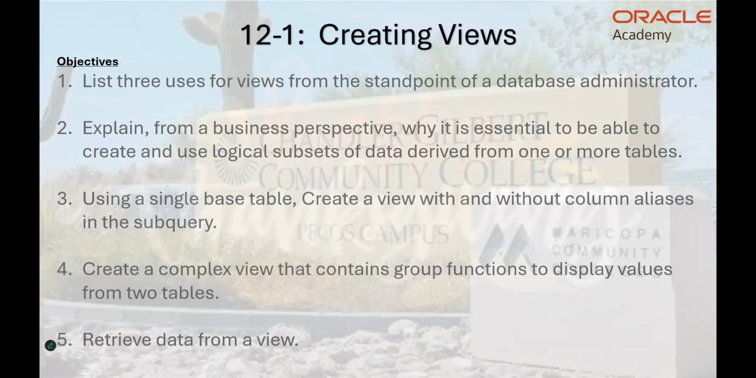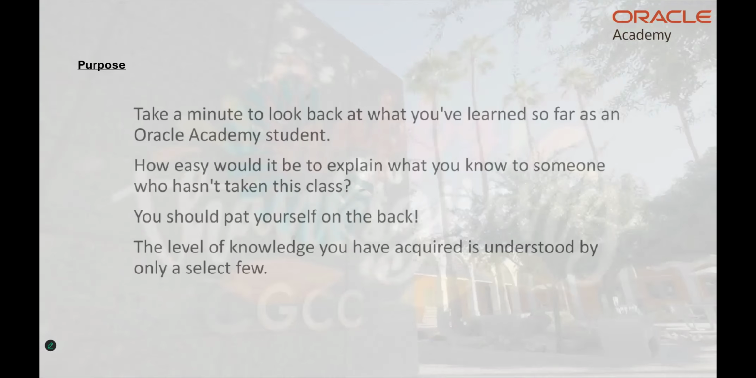So we're going to go right into topic 1, creating views. We're going to list 3 uses for views from the standpoint of a DBA, explain from a business perspective why it's essential to be able to create and use logical subsets of data derived from one or more tables. Use a single base table, create a view with and without column aliases. Create a complex view that contains group functions to display values from 2 tables and retrieve data from a view. I would tell you right now that views, essentially how they're treated, they're just like tables. So take that to heart.